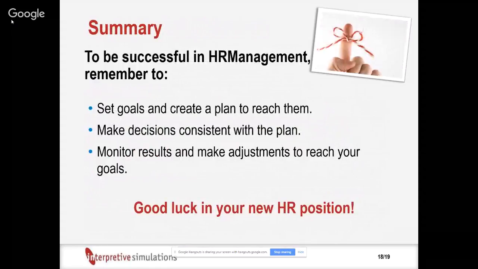So in order to be successful in human resource management, you have to remember these 3 things: set goals and create a plan to reach them. You have to make decisions that are going to be consistent with your plan, and monitor the results and make adjustments as needed so that you can reach your goals.